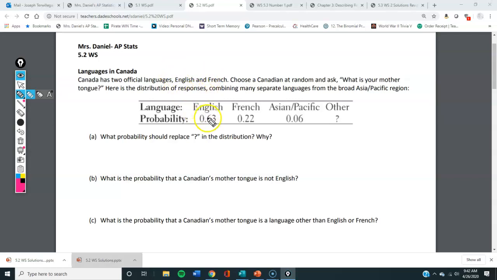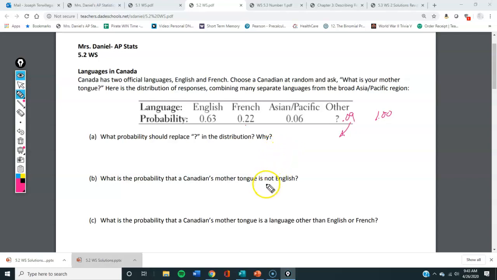All right. What should all these probabilities add up to, y'all? That's right, they should add up to 1, 100%. Because 100% of people are people. So if I do 1 minus these, I find out that this other is 0.09. Why? Because they all need to add up to 100.